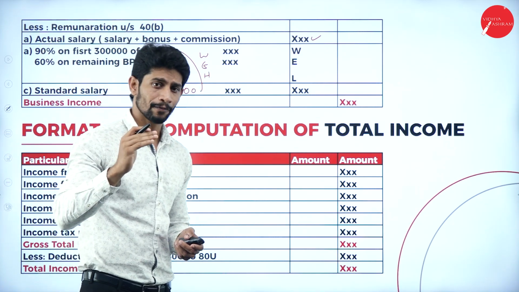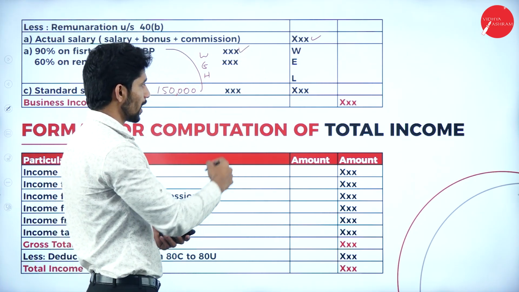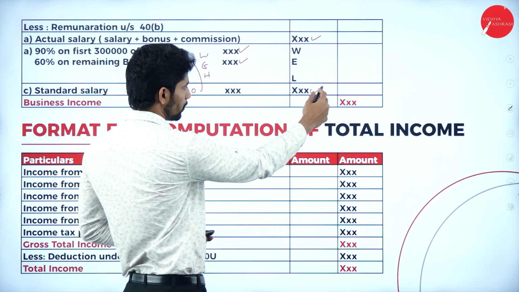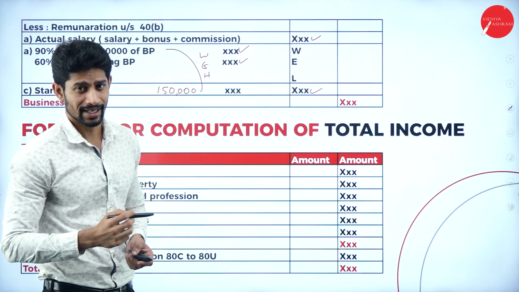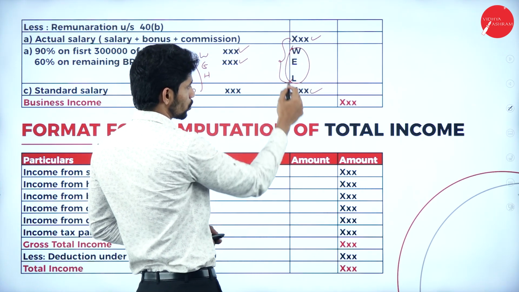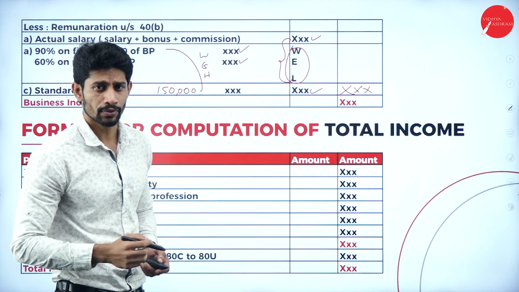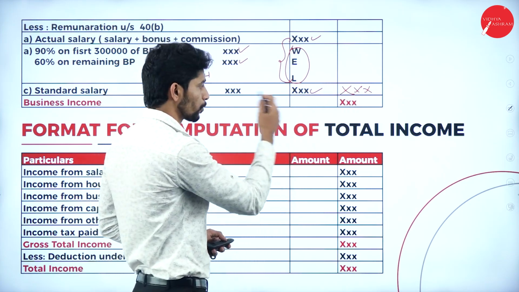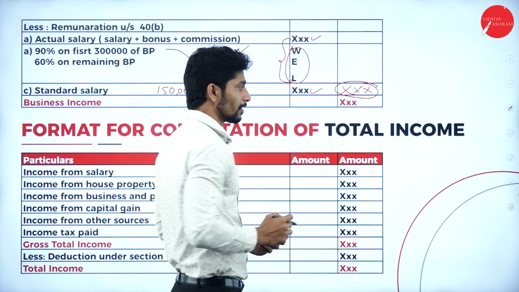In case the book profit is more than 3 lakh, at that point of time, 90% on the first 3 lakh and 60% on the remaining value. So take it to the outer column, that is the inner column, and compare the actual salary with this standard salary. Of these two, whichever is low, the lowest value you are supposed to take to the outer column. So deduct this value, the remuneration under section 40B, from book profit.